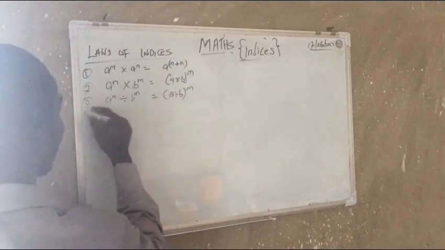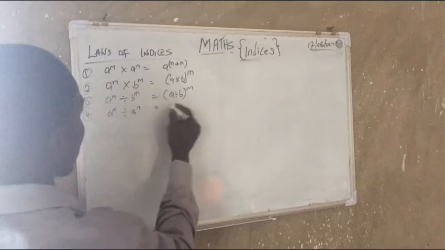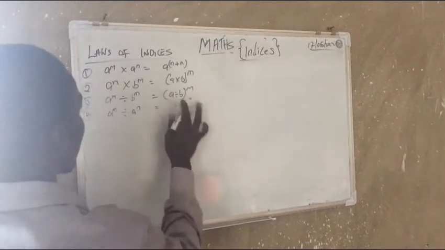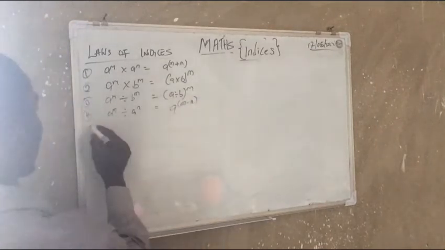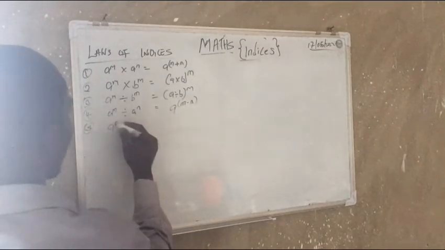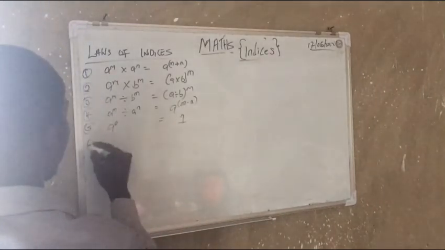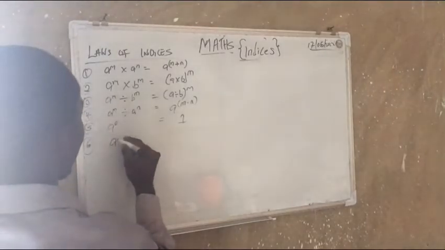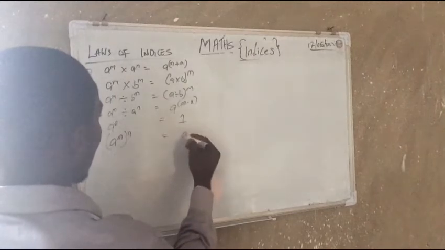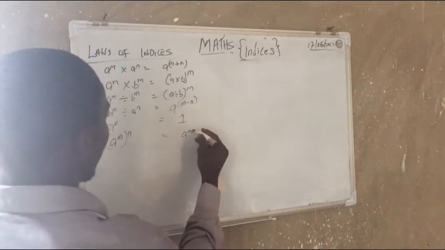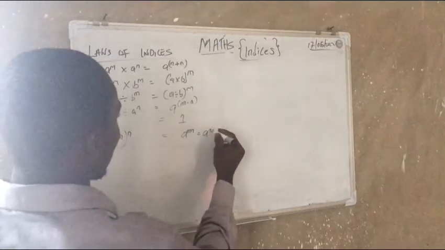The next one is a raised to the power m divided by a raised to the power n is a raised to the power m minus n. The next one is a raised to the power 0 is 1. The next one is a raised to the power m all raised to the power n is a raised to the power mn.